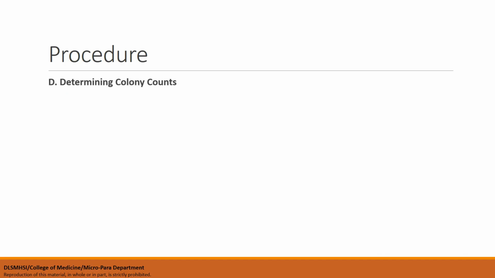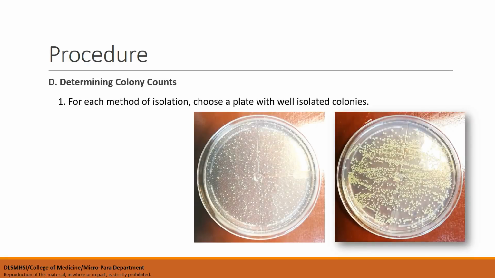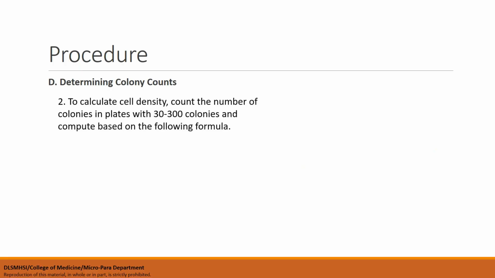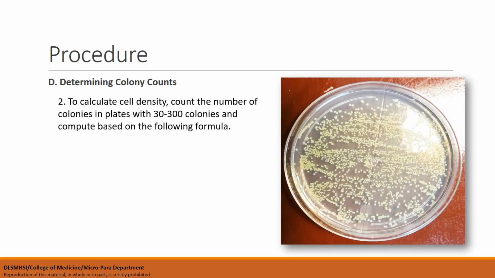For the determination of colony counts, choose a plate with well-isolated colonies, for example, the most diluted one from tube number 3. To calculate for cell density, count the number of colonies in plates with 30 to 300 colonies and compute based on the following formula.